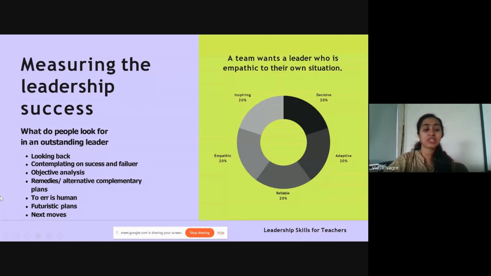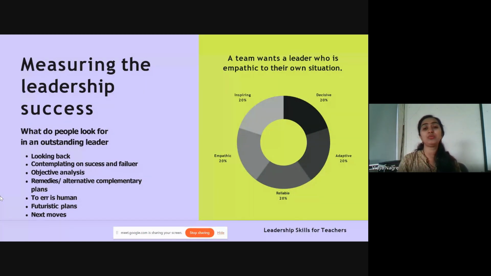Always look back, contemplate on success and failure also. But do not criticize here. Always analyze objectively. Do not appreciate yourself and feel, wow, I am the only one. Not like that. Appreciate yourself, but do not condemn yourself for the failures. Always think about various remedies, how you could have covered the situation, what you would have done. So in future, if a certain kind of situation comes, you will be able to handle that.